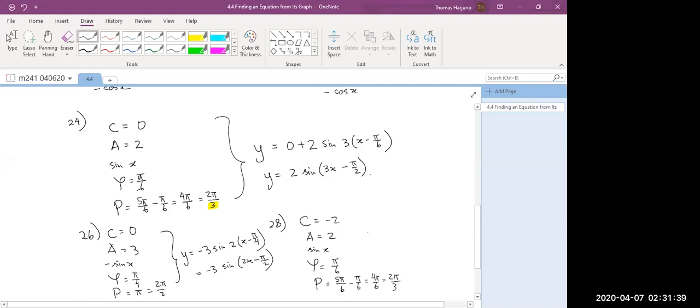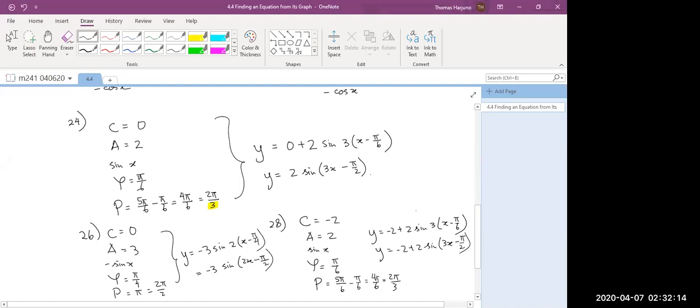Okay, so putting them together, we get y equals negative 2 plus 2 sine what? 3 times x minus pi over 6, which will be y equals negative 2 plus 2 sine 3x minus pi over 2.